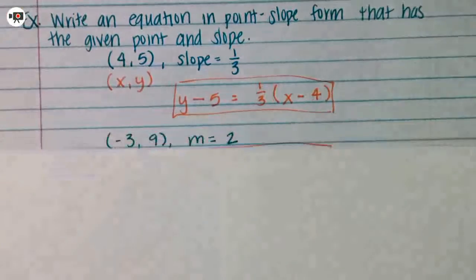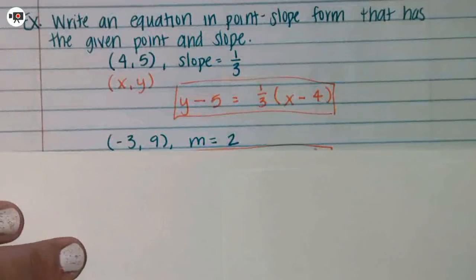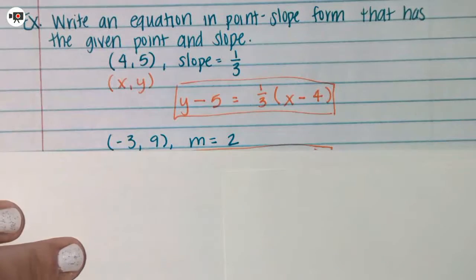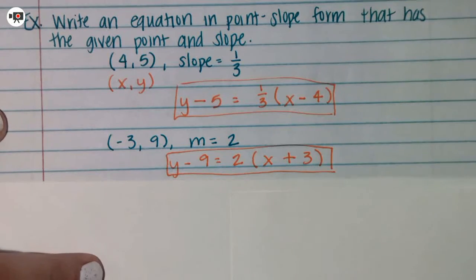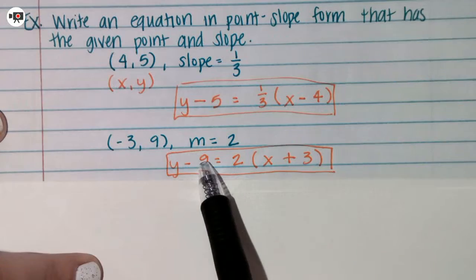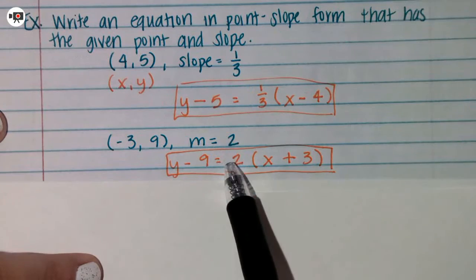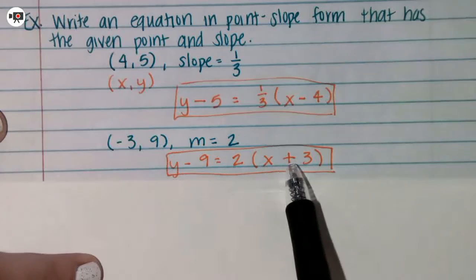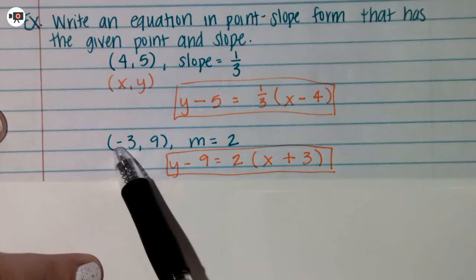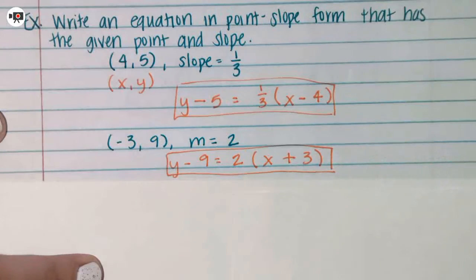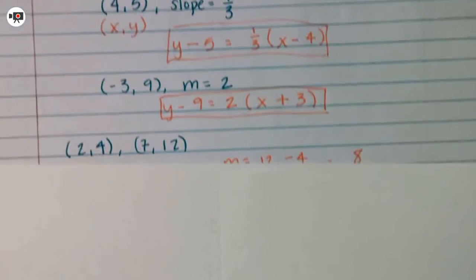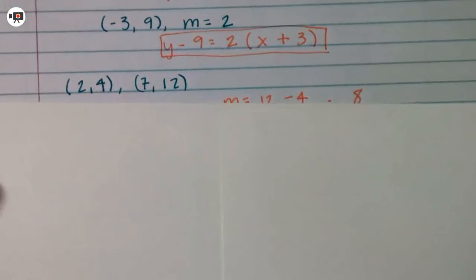Let's look at another one. If I have the point -3, 9, and a slope of 2, plugging that into my formula, you have y minus my y of 9 equals 2 times x plus 3. So instead of minus a -3, the minus and negative turns into a plus.